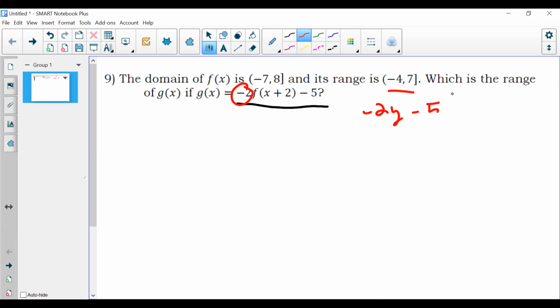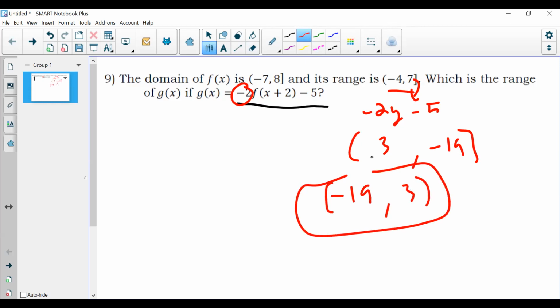I'll multiply -4 by -2 to get +8, minus 5 gives you 3. Then I'll do the same thing with the 7. -2 times 7 is -14, minus 5 is -19. Now you just rearrange it from least to greatest, so -19, comma 3, and that's your answer. I only cared about the range, so that's all I'm going to look for.